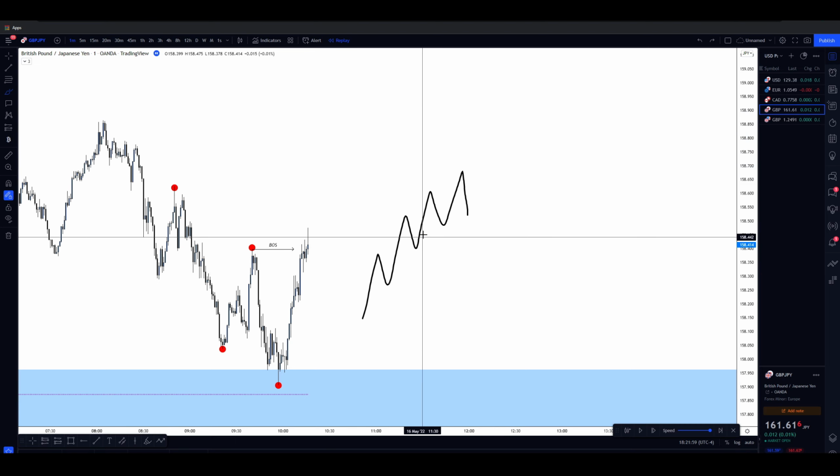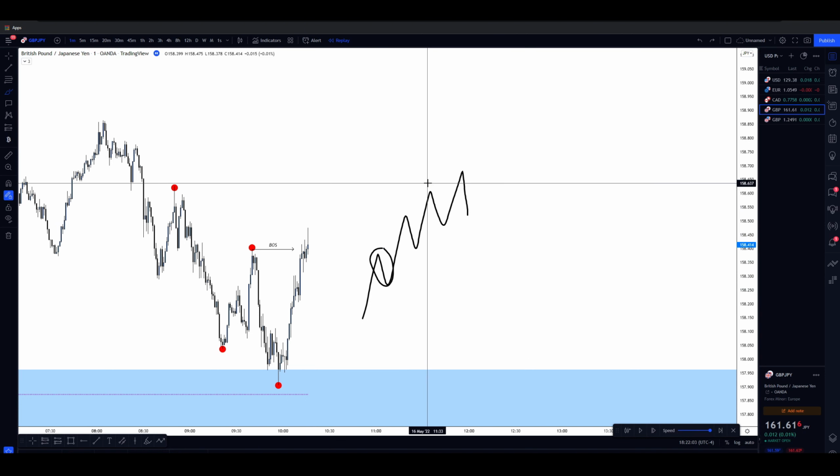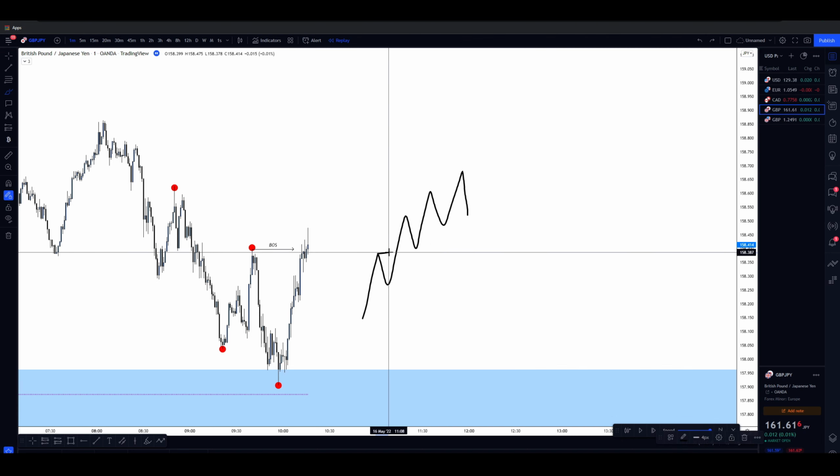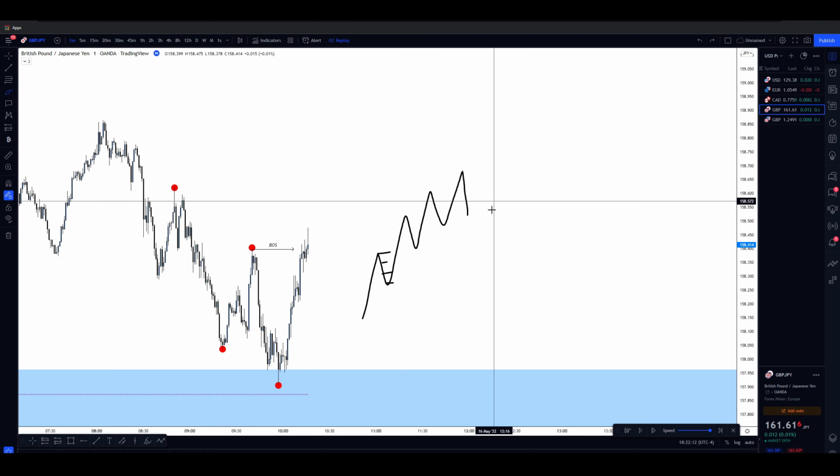But sometimes you can see in a bullish market, you can see that we have this pullback phase. Why do we have this pullback phase? Well, it's for 2 to 3 reasons. The first reason is because we create liquidity. That way the market can pick up stop losses and go higher and higher and higher.